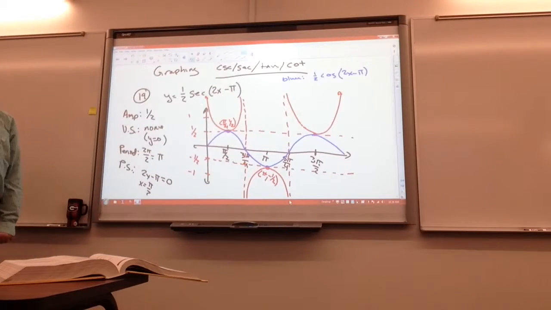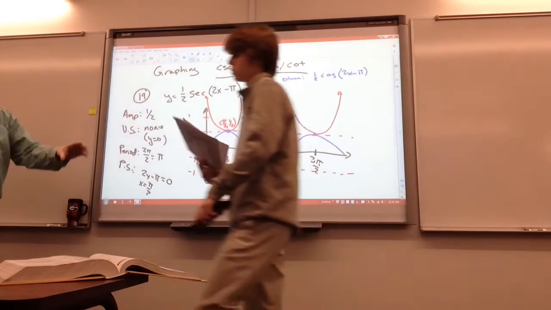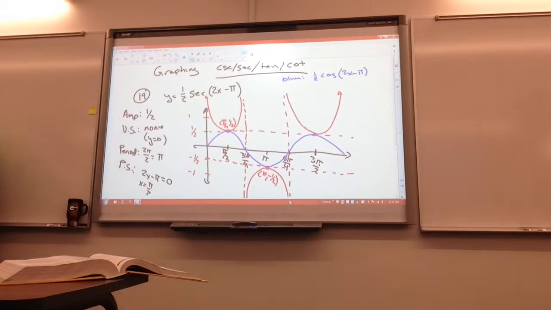It's also the same as a sine graph, because remember, sine and cosine differ only by the way, here's your unit circle.